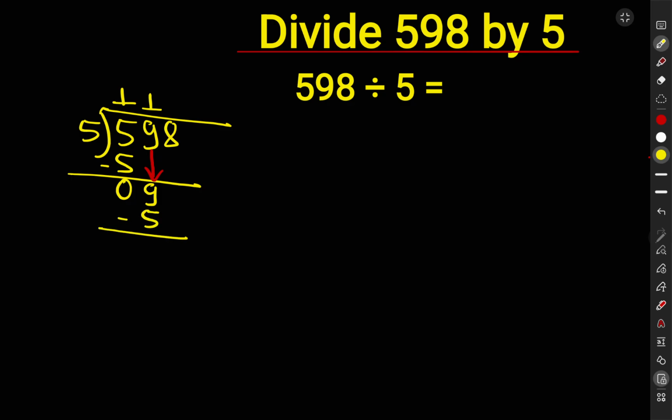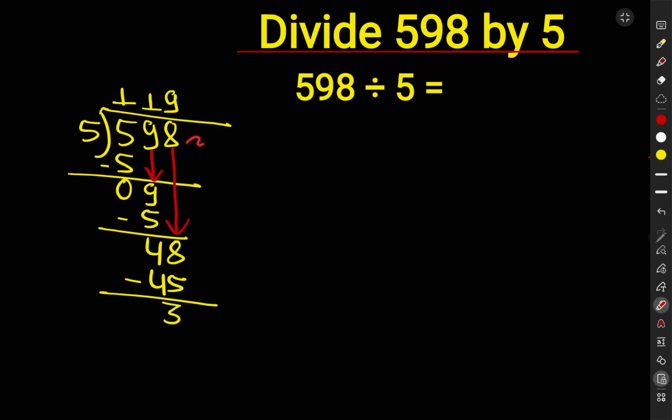On subtracting, we get 4. So again we put down this 8 and it is 48. 5 times 9 is 45. On subtracting, we get 3.